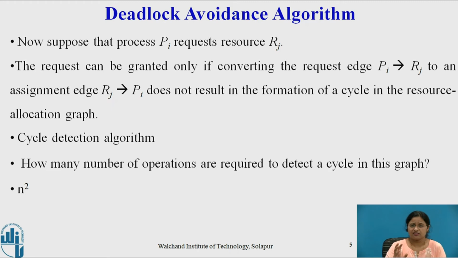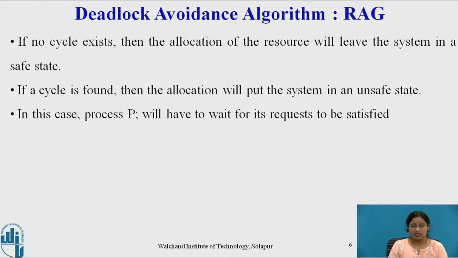So, how many operations are required to detect a cycle in this graph? It will require n square operations to detect a cycle in the graph. Okay. So, n is nothing but the number of processes in the system. So, if no cycle exists, then allocation of the resource will leave the system in a safe state. Obviously, if there is no cycle, then the system will be in a safe state.